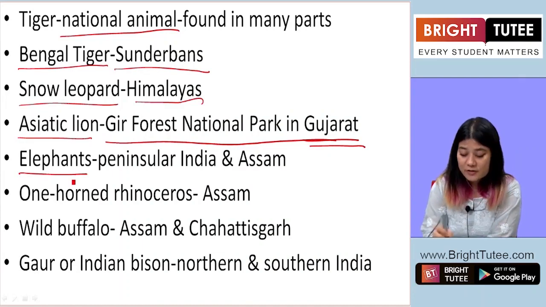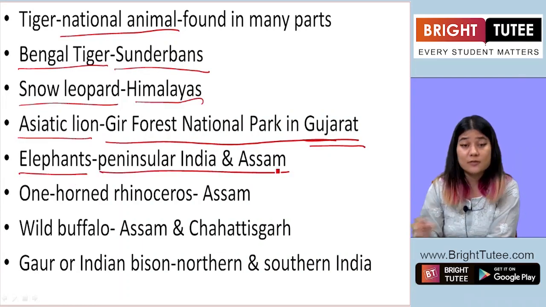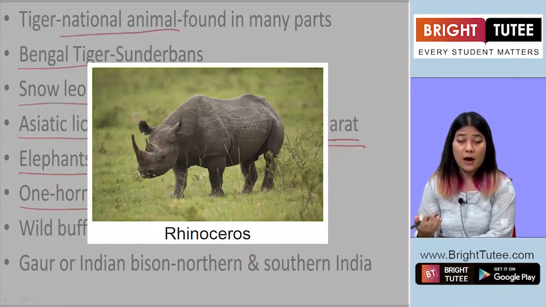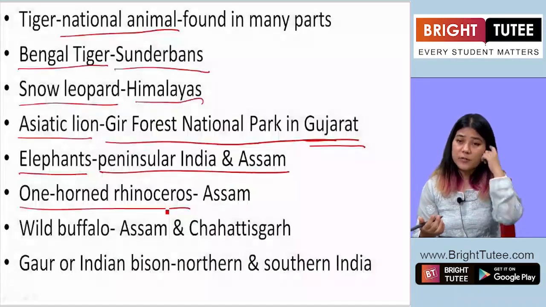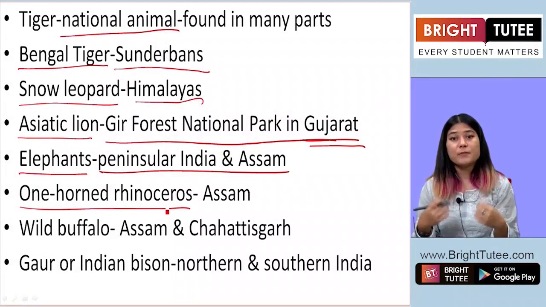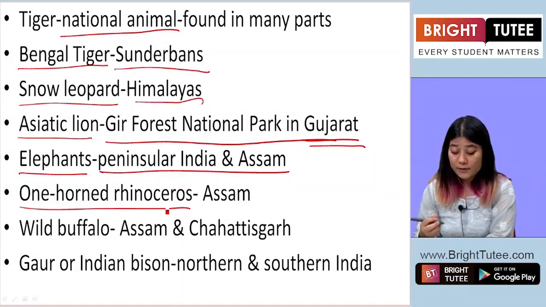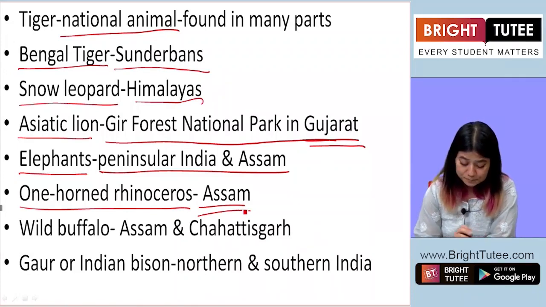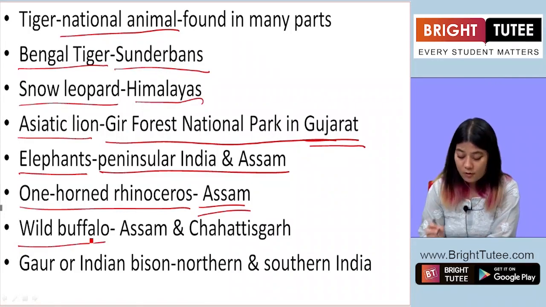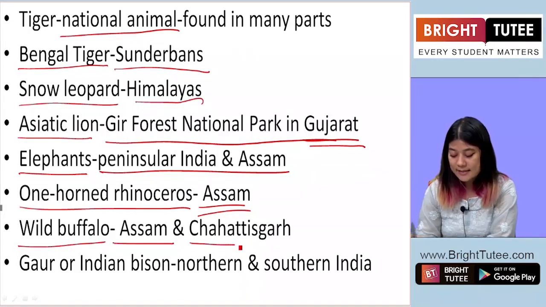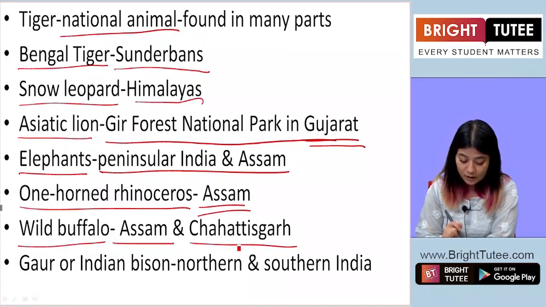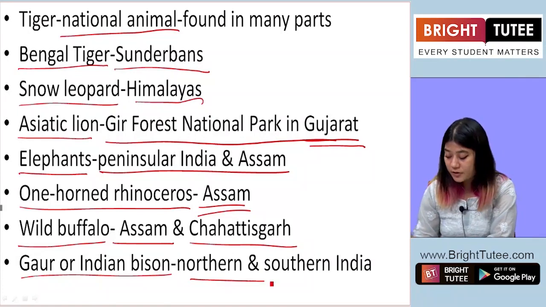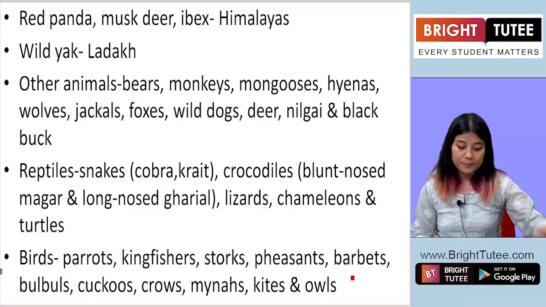Elephants can be found in the peninsula part of India as well as Assam. The one-horned rhinoceros is one of the very popular animals that are found in Assam. Wild buffalo is also found in Assam as well as in the state of Chhattisgarh. Gaur or Indian bison can be found in northern and southern India.